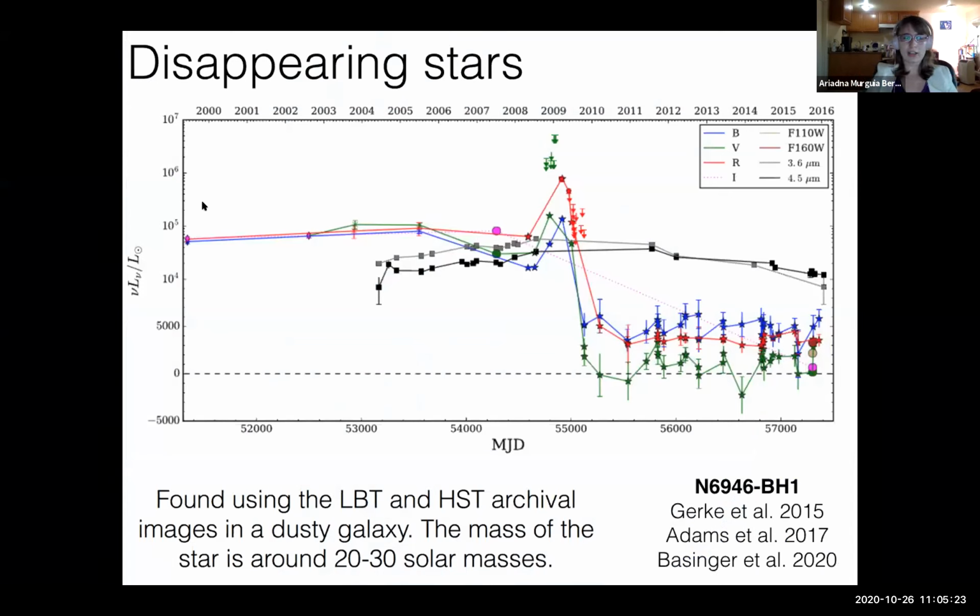So the first one that I'll talk about is N6946BH1. This is a 20-30 solar mass star that was found in a very dusty galaxy. Here I'm showing the luminosity of that star as a function of time. As you can see, first it's just normal. And then at some point, there's a weak optical outburst followed by an increase in 5 magnitudes. And up until 2020, it's still disappearing. So the star just disappeared without a trace.